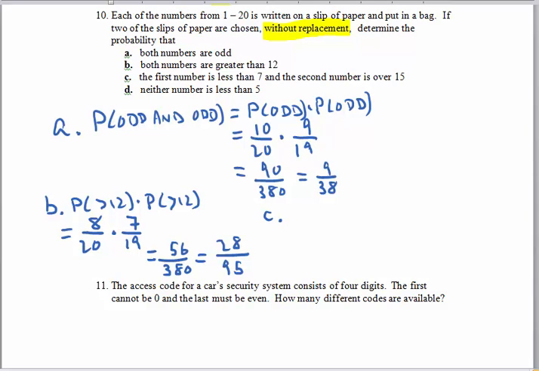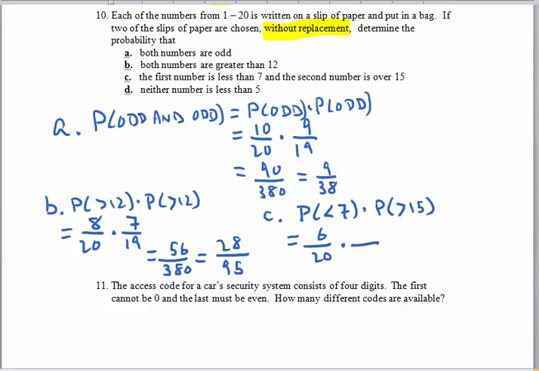says, well, what's the probability that the first is less than 7 and the second is over 15? So this would be the probability that you get a number less than 7 on the first try times the probability that you get a number greater than 15 on the second try. So how many of the numbers are less than 7? Well, it's just 1 through 6, so there's 6 out of the 20. And how many of the numbers are greater than 15 now?